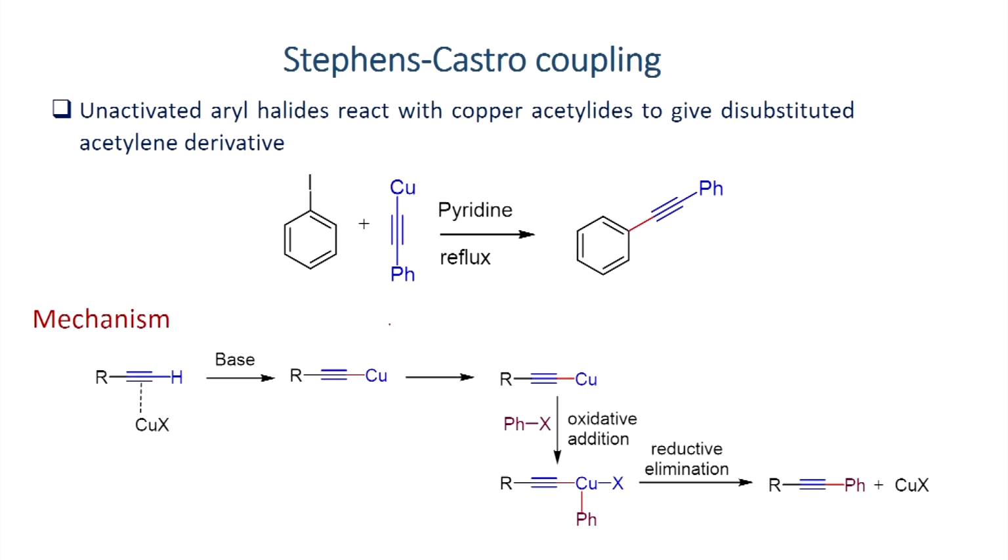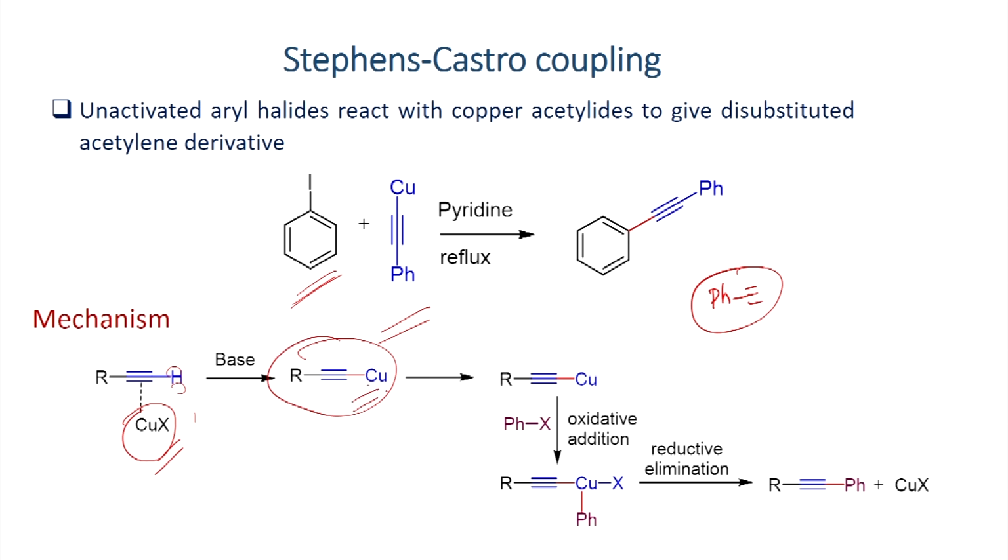The next one is the Stephens-Castro coupling reaction. This reaction we have seen earlier, and let me show it once again briefly. If you have the aryl halide, for example here iodobenzene, this can be readily reacted with the terminal alkyne in the presence of copper 1 halide. If you have this terminal alkyne, in the presence of base, the mechanism is shown here. If you have the copper 1 halide and the terminal alkyne, in the presence of base, you can make this copper 1 alkyne species.